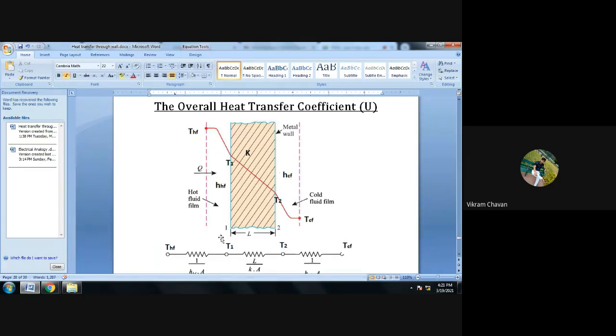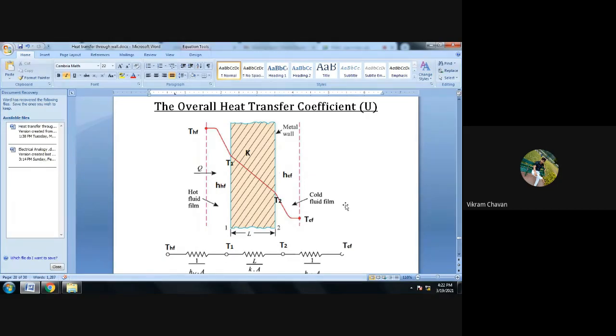Now the wall thickness is L. So this is the figure. Now what is changed here? Up till now, we have been considering heat transfer through the solid body or solid wall only. We are not considering any presence of fluid up till now.